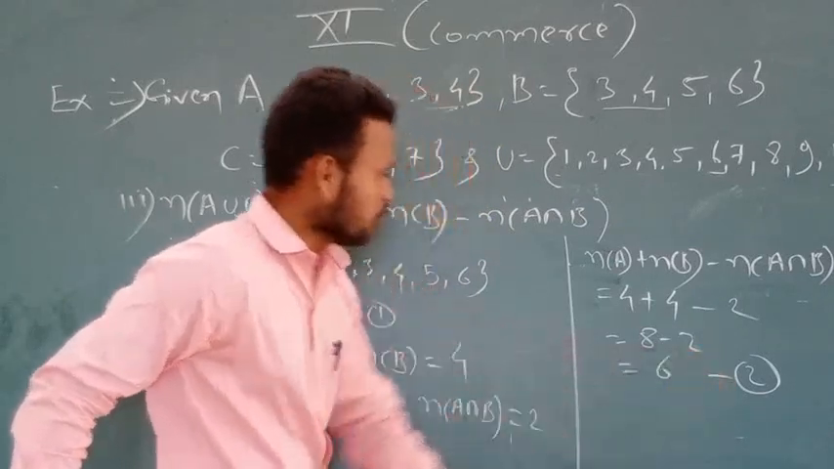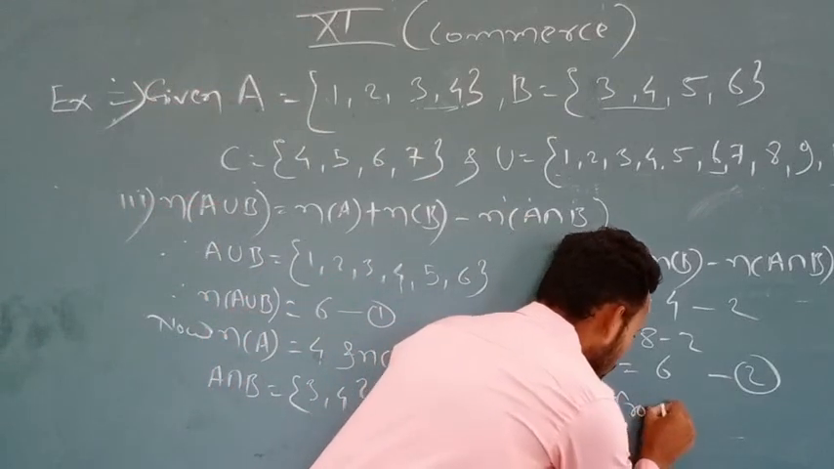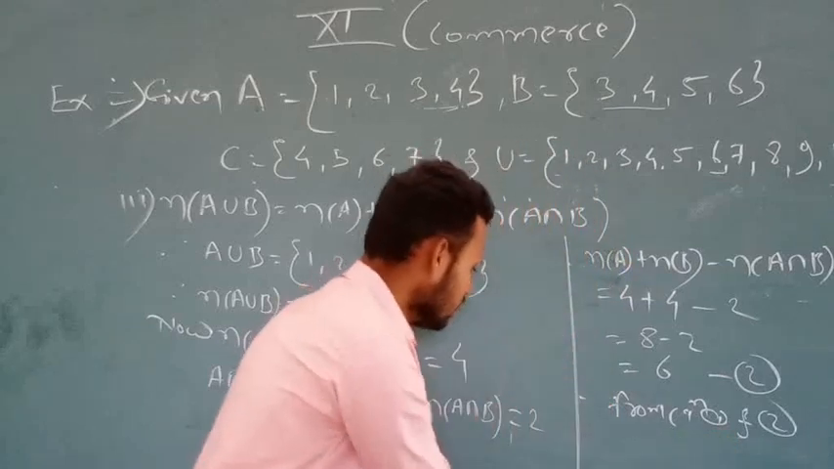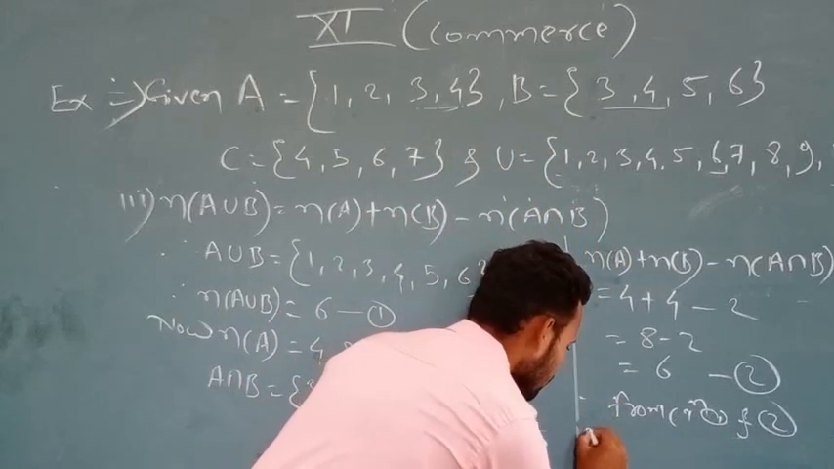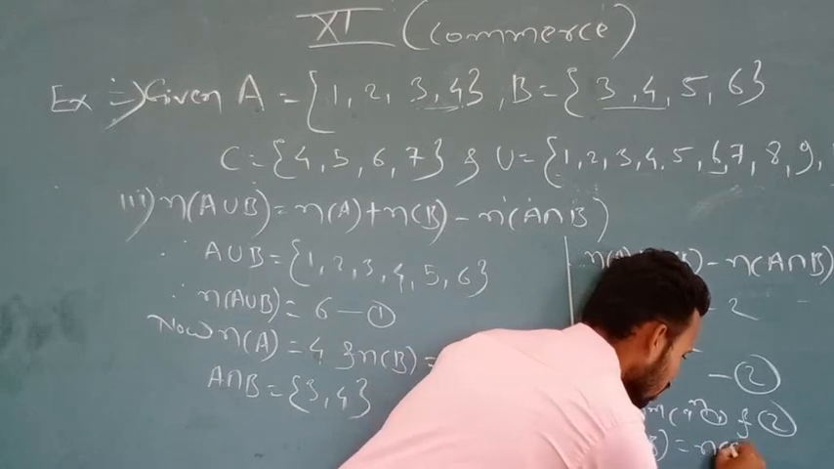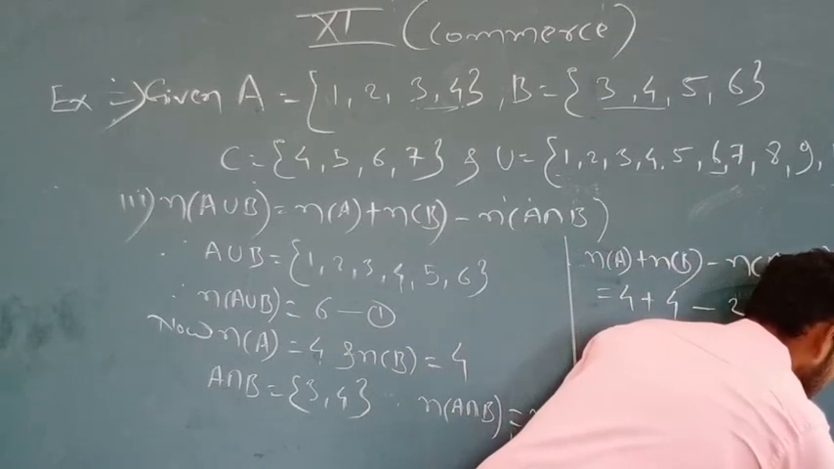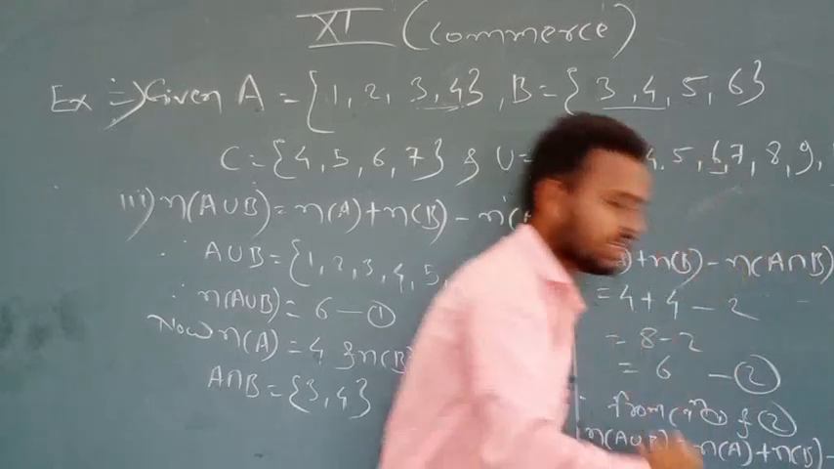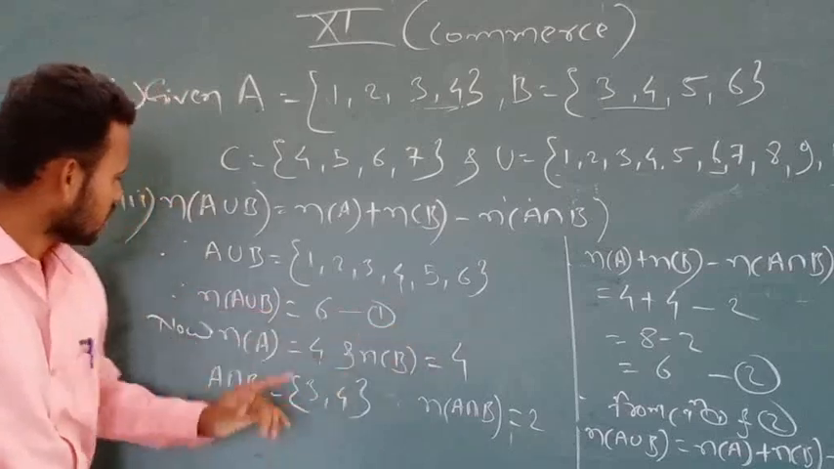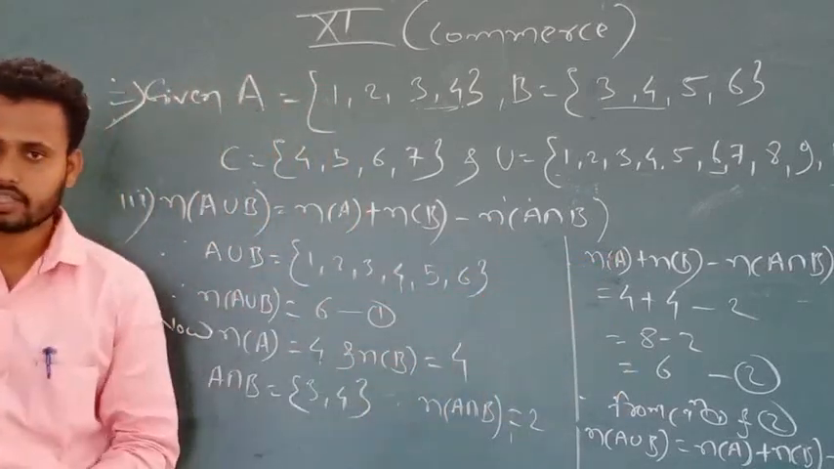Therefore, from equation 1 and 2, we get the requirement: n of A union with B is equal to n of A plus n of B minus n of A intersection with B. This is the required answer. From equation first and second, the LHS and RHS are the same, therefore the LHS is also the same.